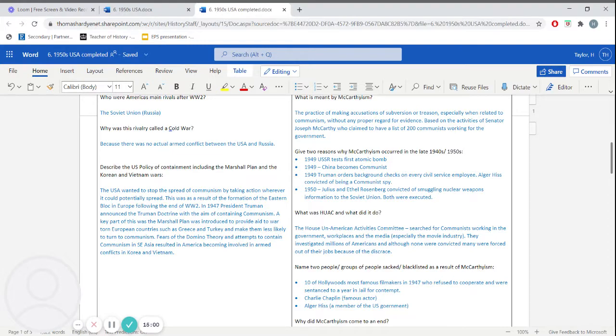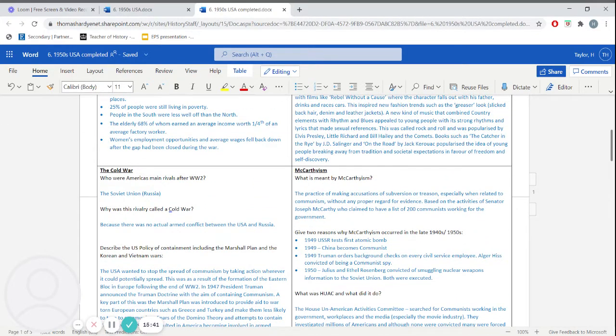And one of the reasons they especially feared this was this idea called domino theory, where they basically thought if one country goes communist, then countries around it are more likely to turn to communism as well. And they got involved in this in a big way in Asia, which resulted in America becoming involved in armed conflicts in Korea and Vietnam, where they were fighting communist governments in those countries alongside capitalist governments that America preferred in order to keep them in power and prevent those countries from becoming communist.